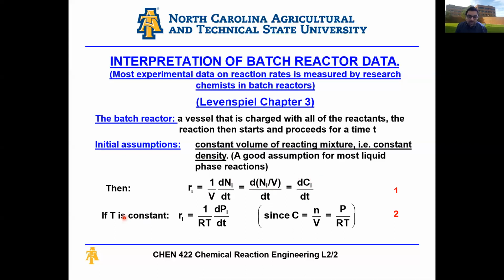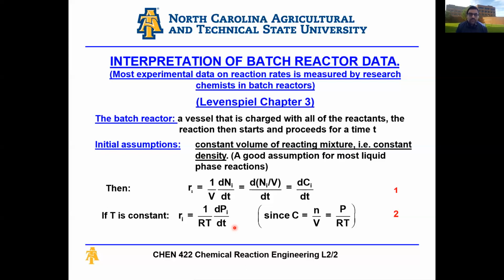And in cases where temperature is constant, or if I have a gas, you can always use the ideal gas law to do some manipulations. So if I have a gas phase and its temperature is constant, N over V can be substituted with P over RT. R is your constant, and T is constant if you're running your experiments isothermally, so your reaction rate just becomes r_i equal to 1 over RT, which is a fixed number, times dP/dt. So now we can monitor the change of partial pressure versus time, and this will give you the information about the kinetics.